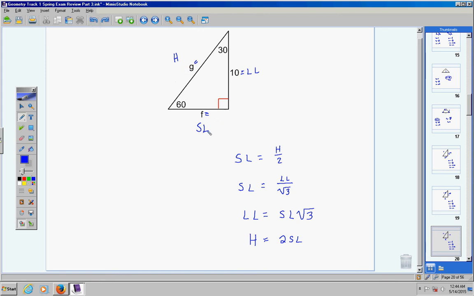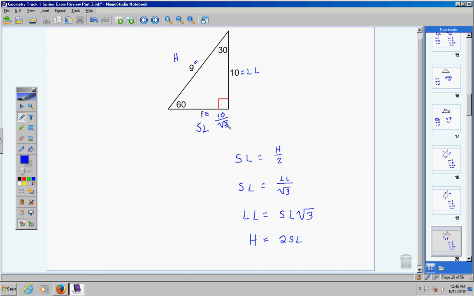So let's find the shorter leg first. Okay? How do you find the shorter leg? Well, you take the hypotenuse and divide it by 2. Well, that's not going to work because we don't know the hypotenuse. What's another way to find the shorter leg? Take the longer leg and divide it by the square root of 3. So take the longer leg, which is 10, divided by the square root of 3.